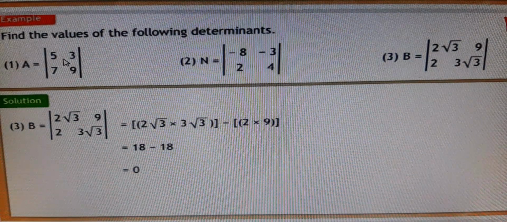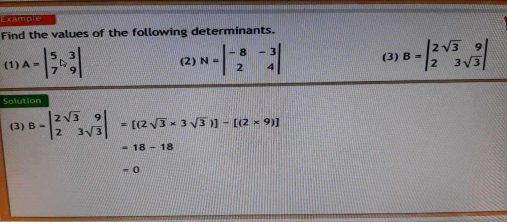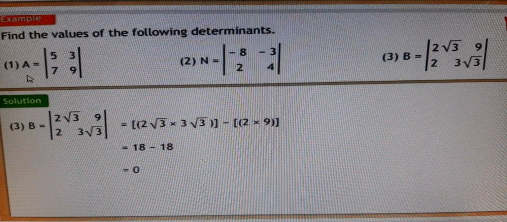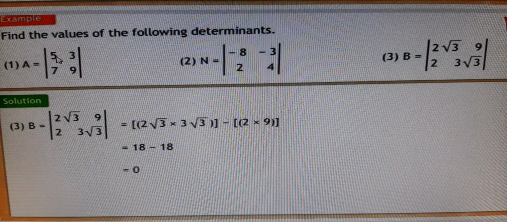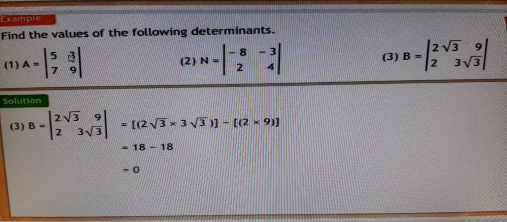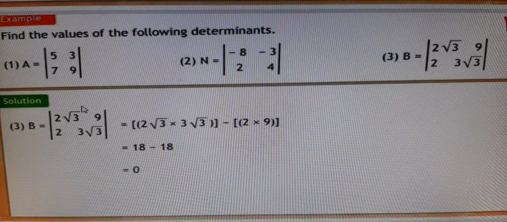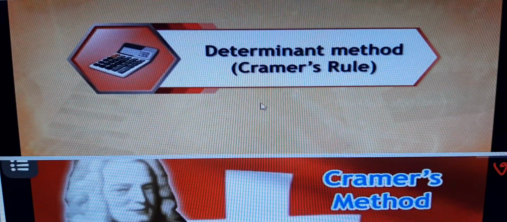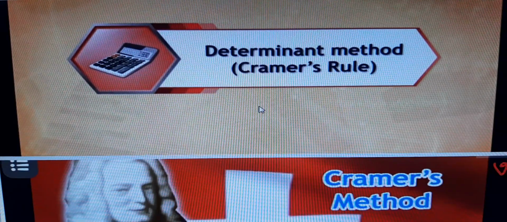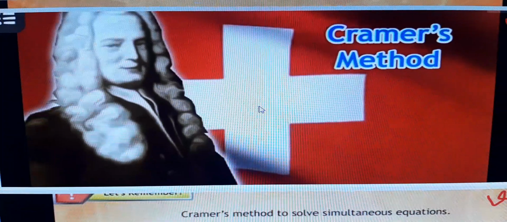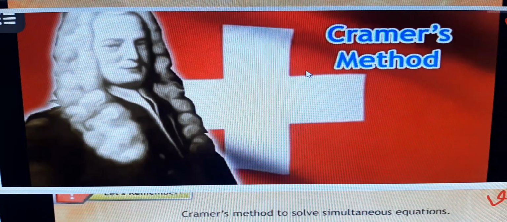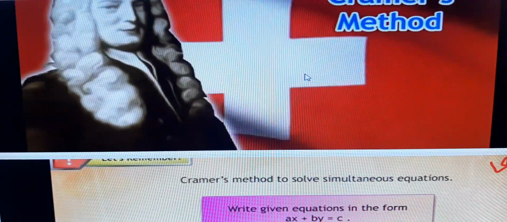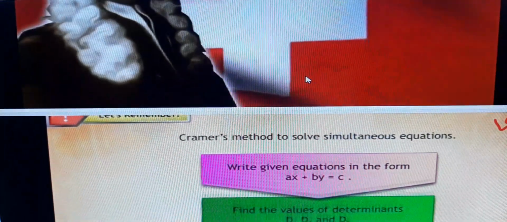In this way we can solve a determinant very easily. Just remember this rule: cross multiplication. First these two, then the negative sign, and then these two, and after subtraction we get the answer of the determinant. Now we will follow Cramer's rule in this lesson. Cramer's rule was given by this scientist, who introduced this method. Therefore, in his honor, we give his name to that method, Cramer's rule.